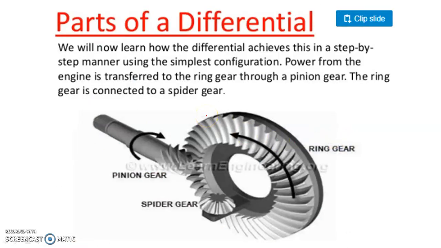Let us see the parts of the differential. We will now learn how the differential achieves this in a step-by-step manner using the simplest configuration. Power from the engine is transferred to the ring gear. This ring gear is rotating like this, and a pinion gear is in contact with the ring gear. The ring gear is connected to the spider gear. So this spider gear, ring gear and pinion gear, these are the three important components of the differential.